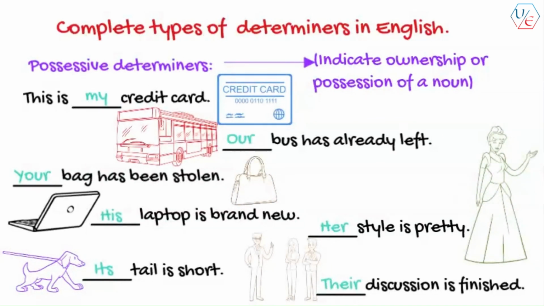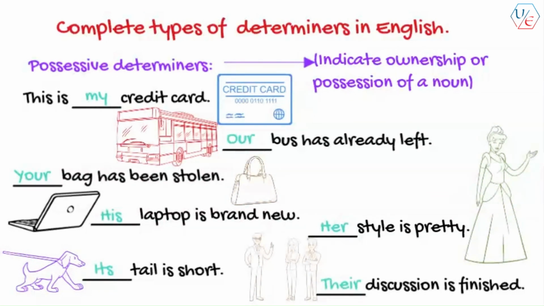The words my, our, your, his, her, its, and their are all possessive determiners. They help us identify who owns or possesses the noun that follows them. For instance, my credit card means that the credit card belongs to me, while your bag implies that the bag belongs to you.